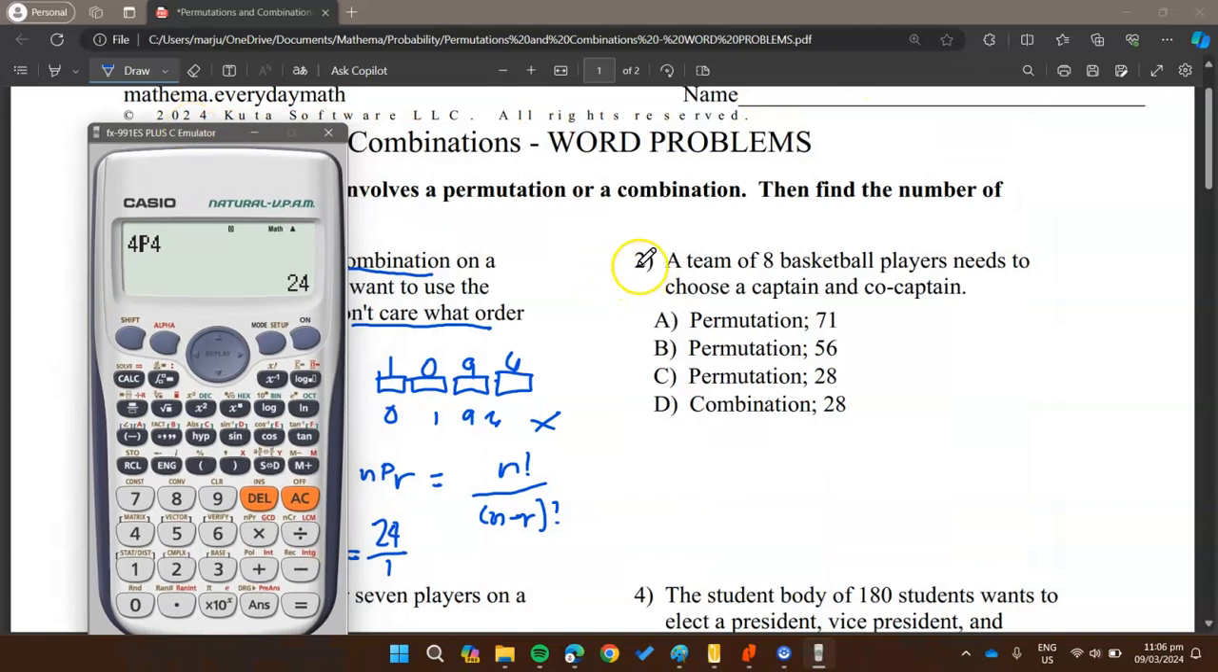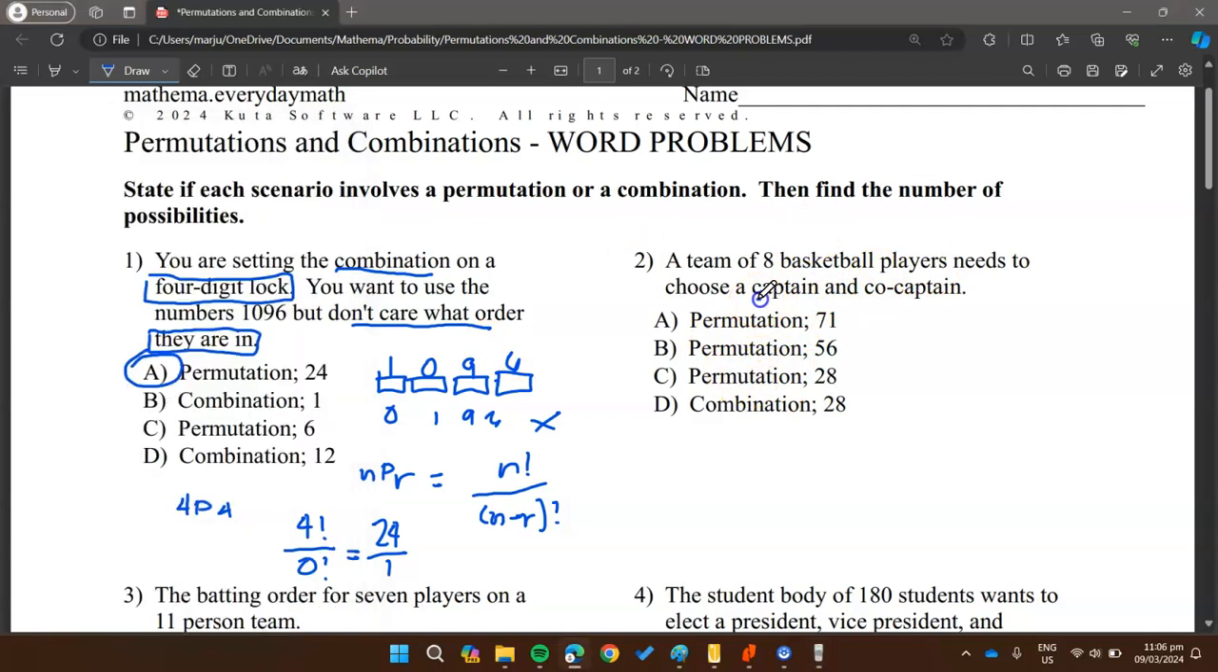Let's have number 2. A team of 8 basketball players needs to choose a captain and a co-captain. So basically, we have a captain and a co-captain. So this is just equal to 8 permutation 2. Alright, so this will give us what? 8 factorial over, what is 8 minus 2? 6 factorial, or this is just equal to 56. So the correct answer will be permutation, 56.